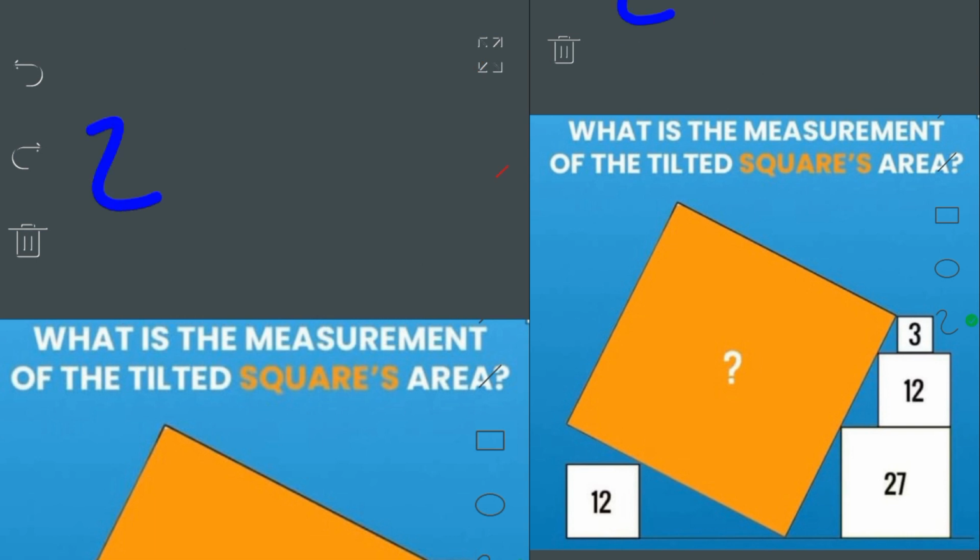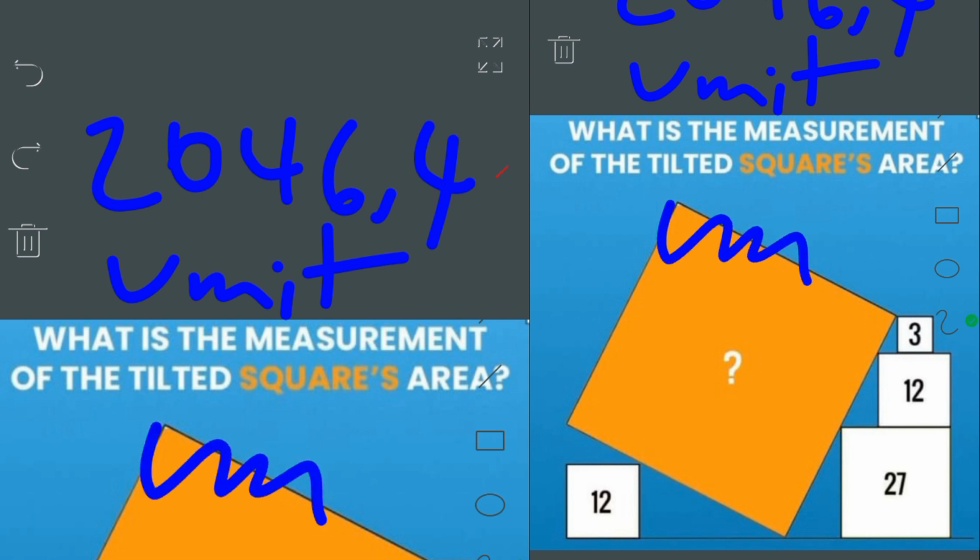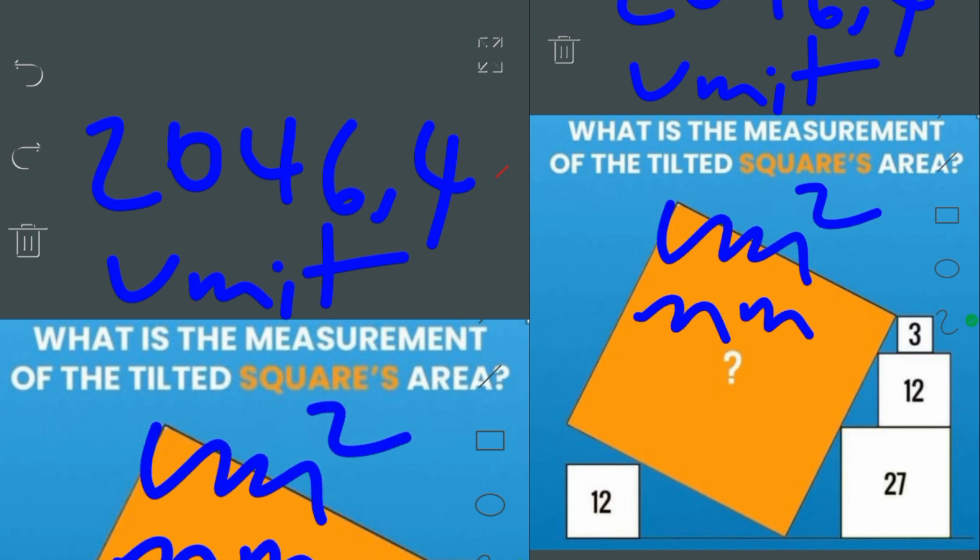Again, 2046.4. Whatever unit it is, squared. So this can be centimeters squared, it can be millimeters squared or meter squared.